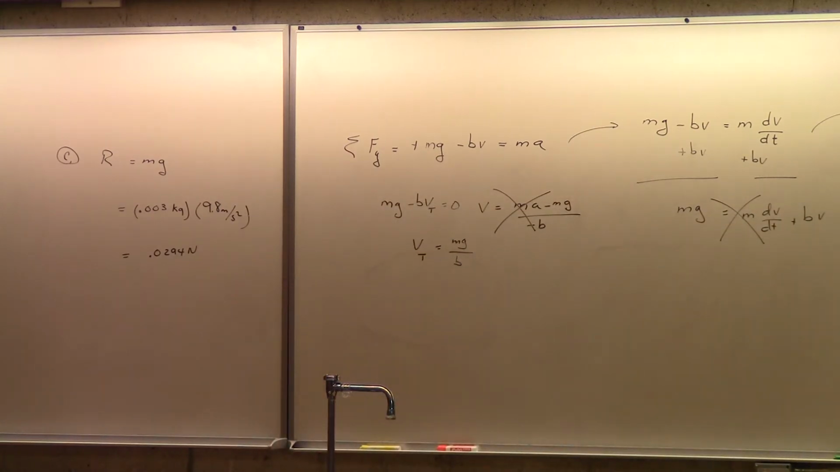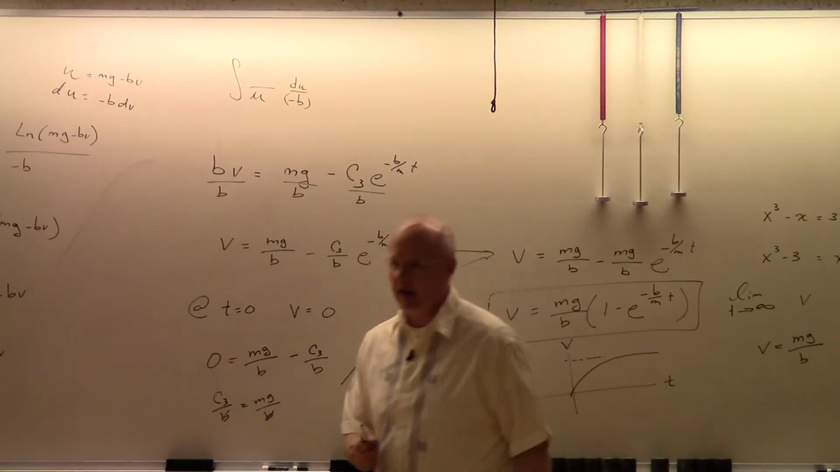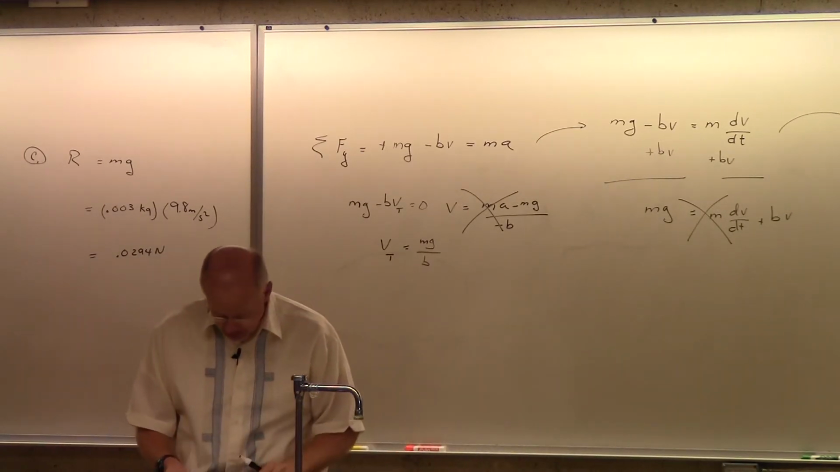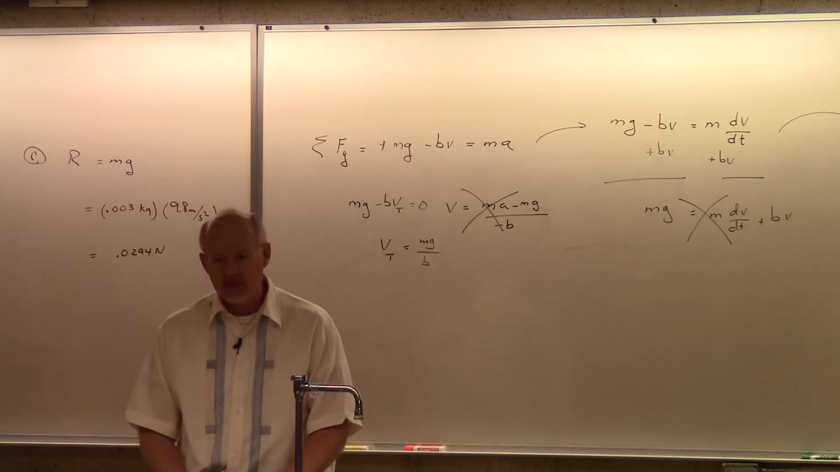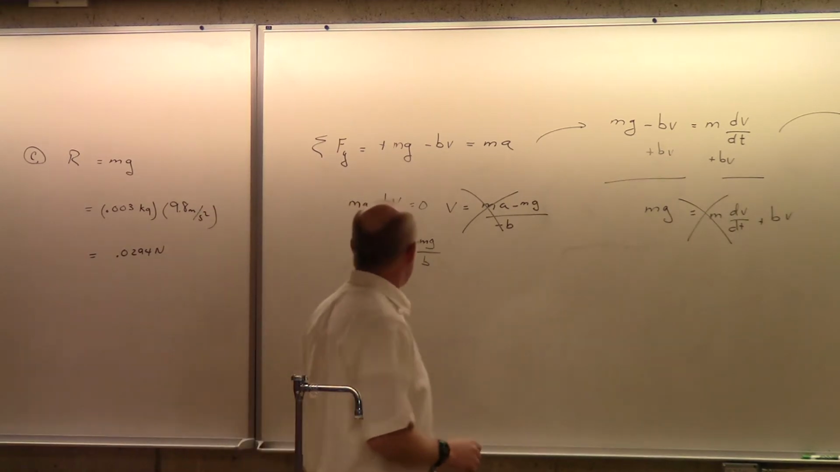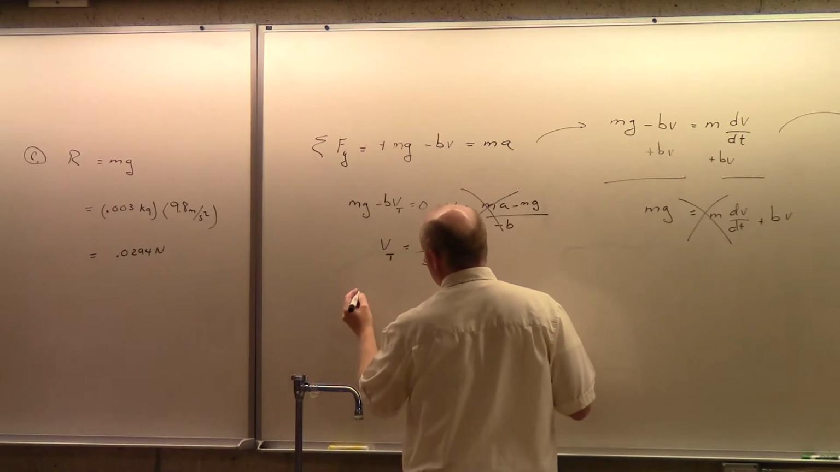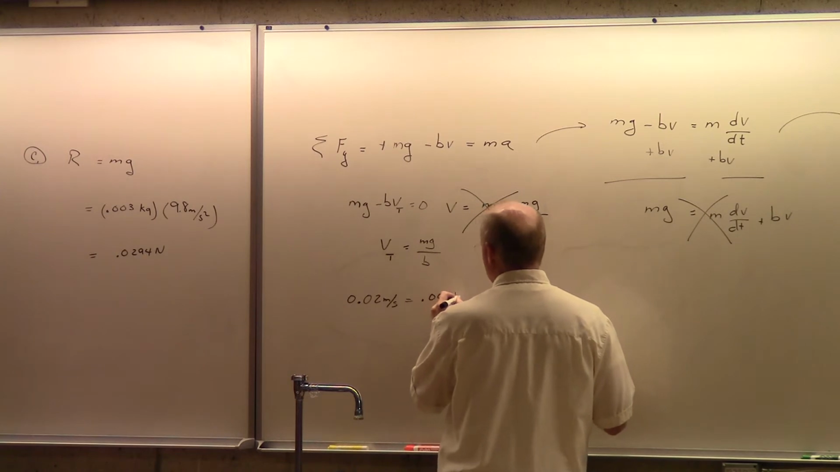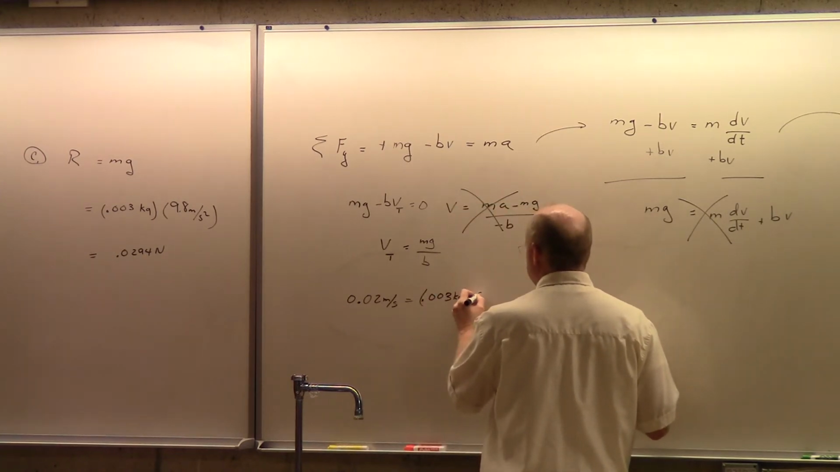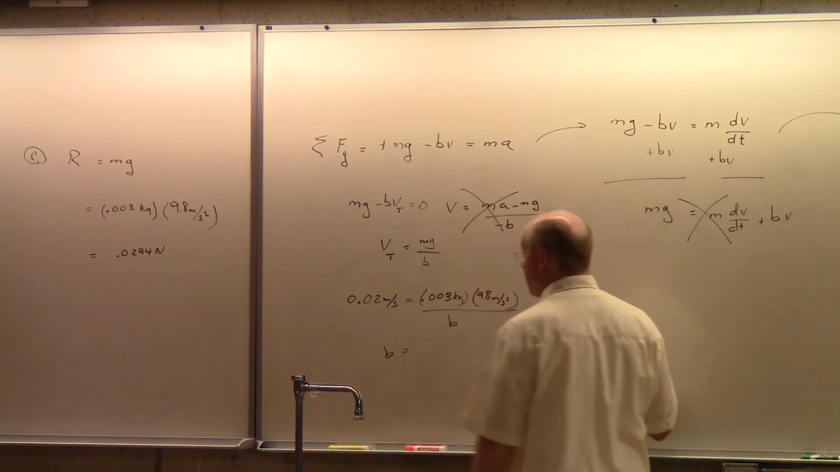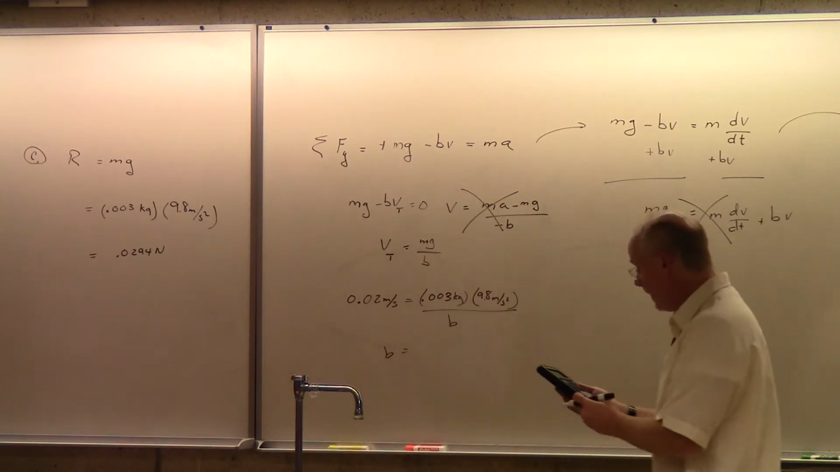So we did get an equation, and if we did take the limit as time goes to infinity, we would get that terminal speed. Which is why we can answer the rest of these two questions now that we've done the math. The first question, A, says, find the constant b. Now they told us the terminal speed is 2 centimeters per second. So knowing that, I'll write it as 0.02 meters per second equals 0.003 kilograms times 9.8 meters per second squared divided by b, which means I can solve this for b, which is what the question is.